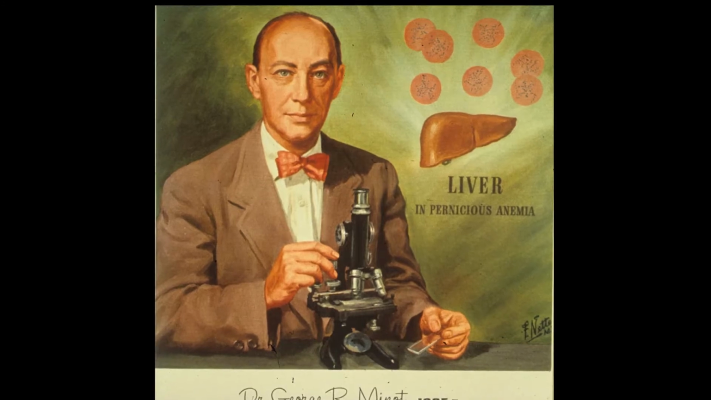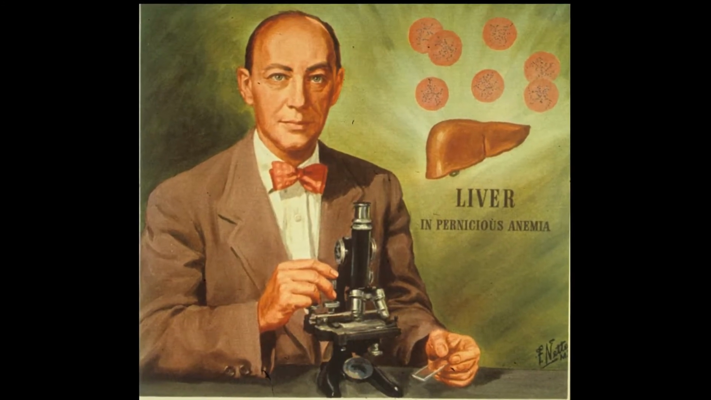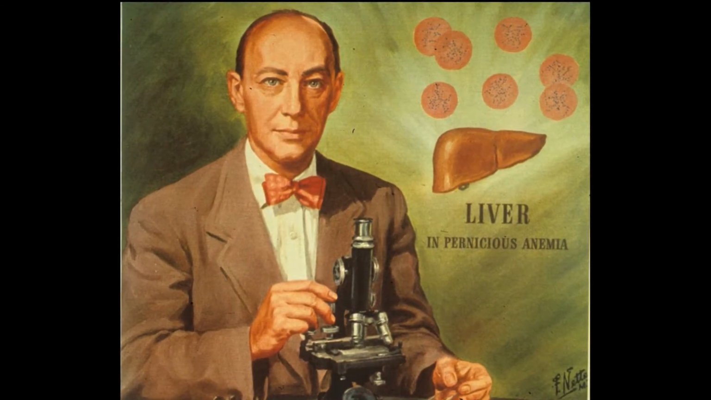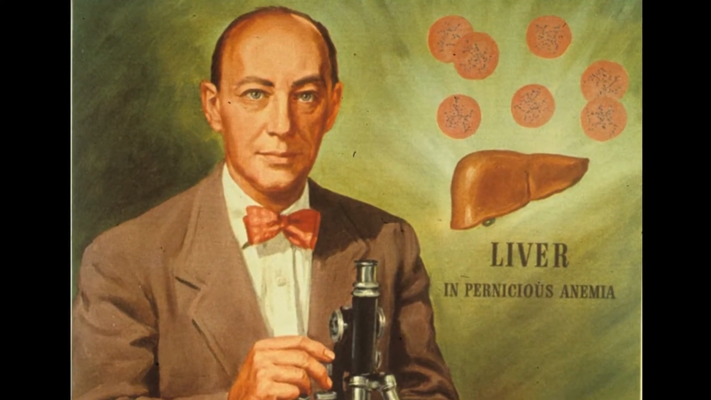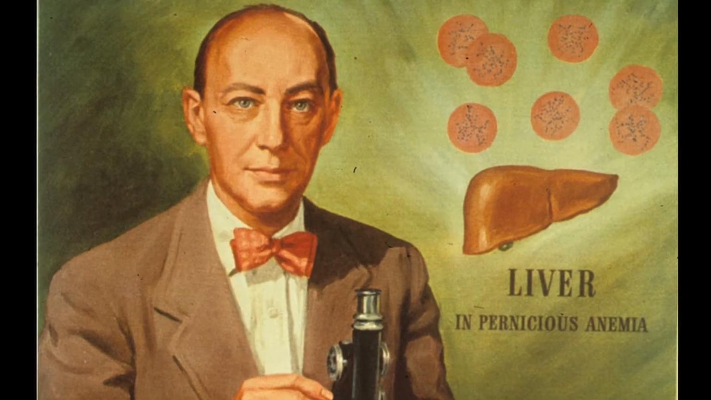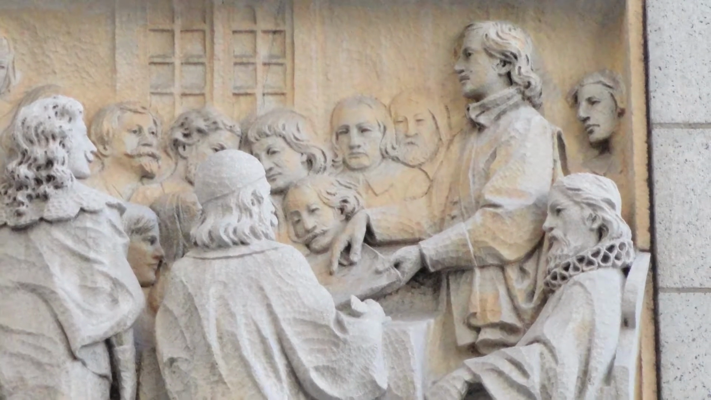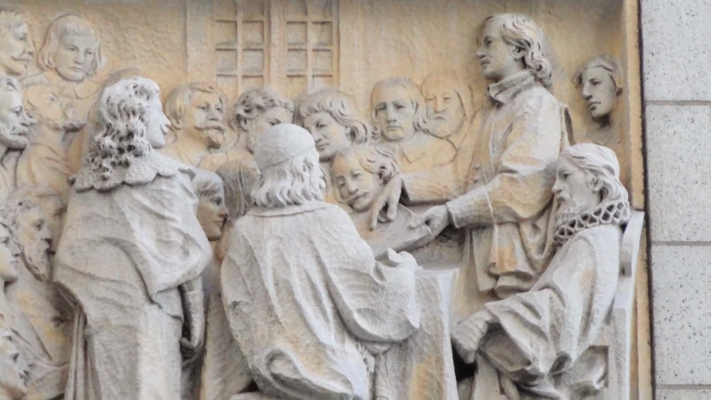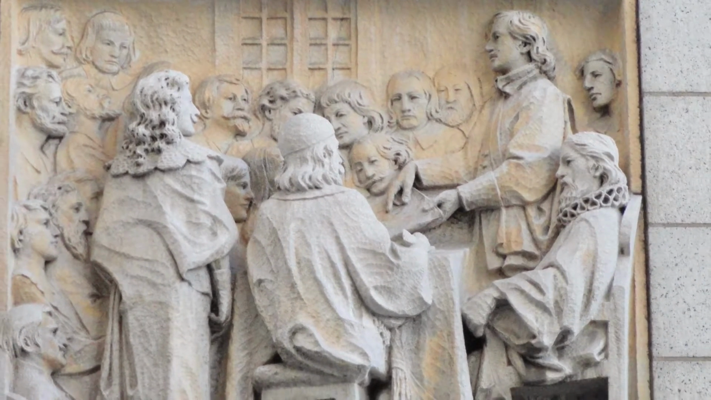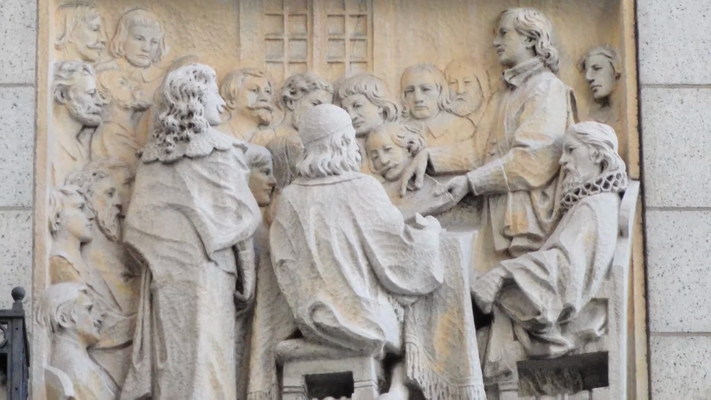Let's start by talking about this man, George Minot. He was one of the first great physician scientists in the United States. George Minot was born in 1885 to a prominent Boston family. An ancestor of his, also named George Minot, but with two T's, had emigrated from England in 1630, and he was one of the founding members of Harvard College. His name's on the charter.